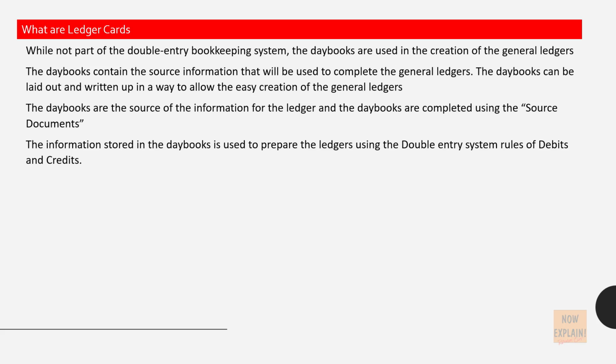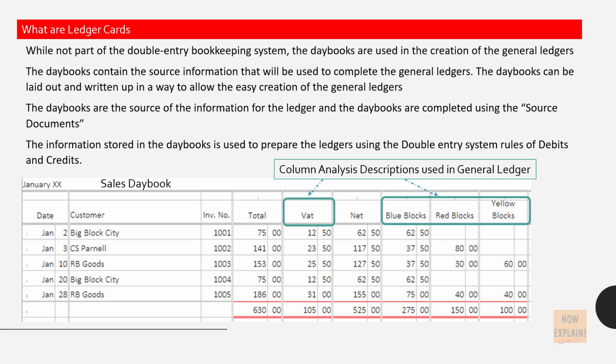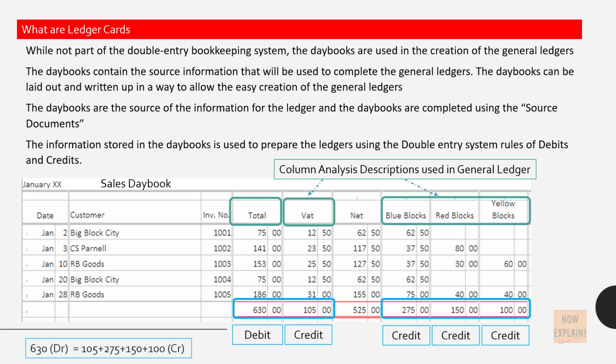So here's our sales daybook and the column analysis descriptions that are going to be used in a general ledger. And down at the bottom of the screen, you can see the debit and credit values and whether a column is going to be a debit or a credit.